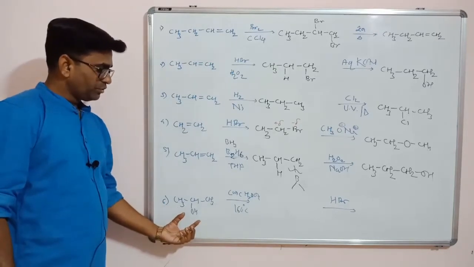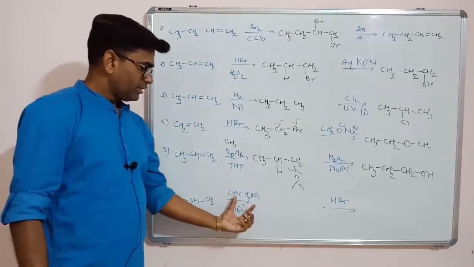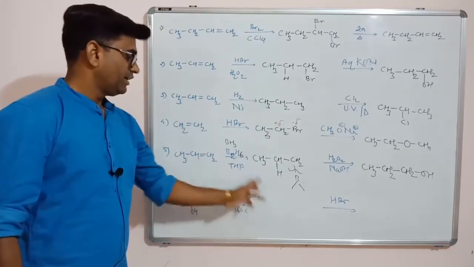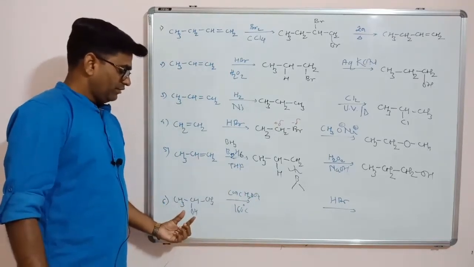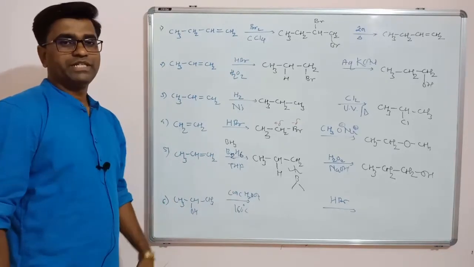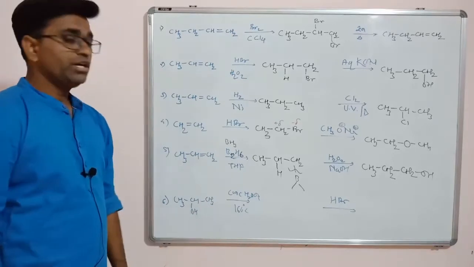Now this is 2-propanol and this is concentrated H2SO4 and heat. So this is a dehydrating reagent. A dehydrating reagent means one OH and one H will be eliminated as a byproduct, water. So the product will be propene.